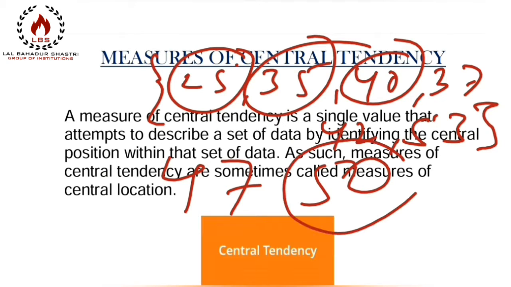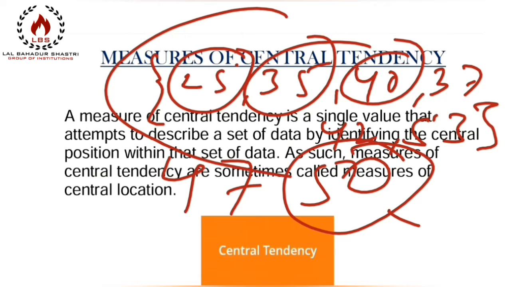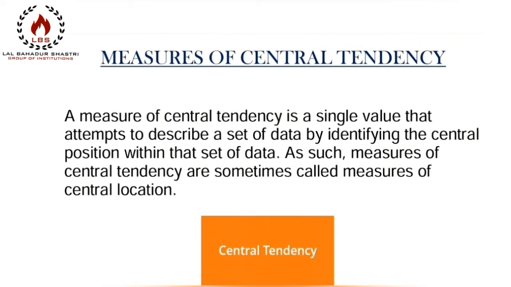Now this 47 or 50 is what? That value which represents the complete data set. Measures of central tendency are nothing but they help you in finding that single value which represents your complete data set. Right?